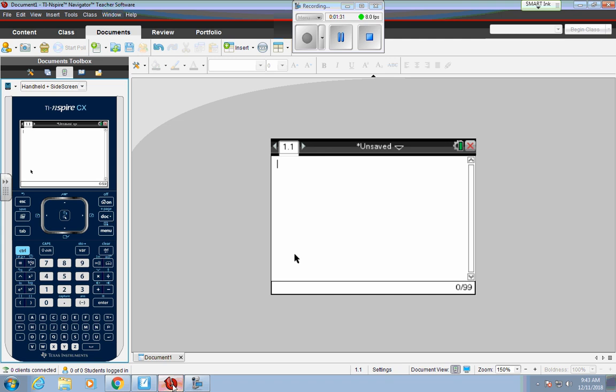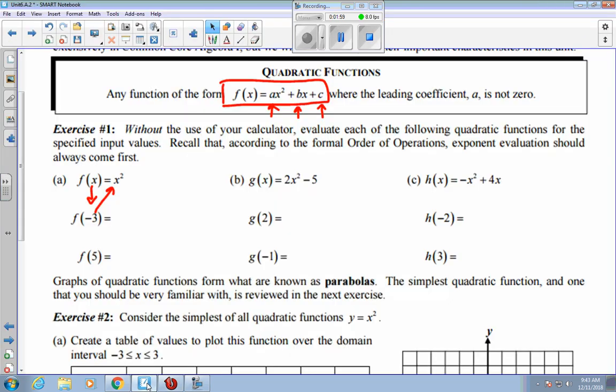So we are going to use our such that. So we have x squared such that x equals negative 3. Enter. There's your output value, 9. The next one is 5. Bring it down. Put in 5, not 55. And you get 25. So those two values are 9 and 25.